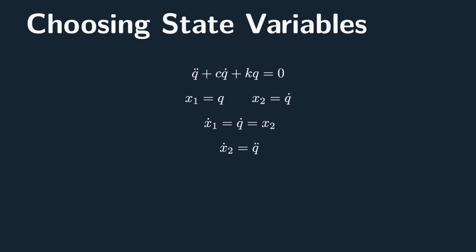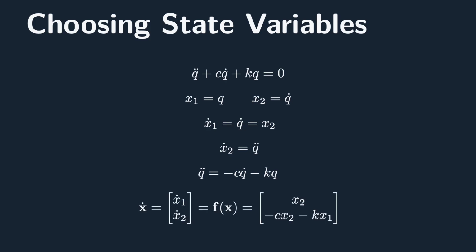The original ODE then tells us what q double dot is. Rearranging the ODE gives q double dot equals minus cq dot minus kq. Then we replace q dot with x2 and q with x1. So x2 dot equals minus cx2 minus kx1. Now, we have 2 first-order equations. One equation for x1 and one equation for x2.